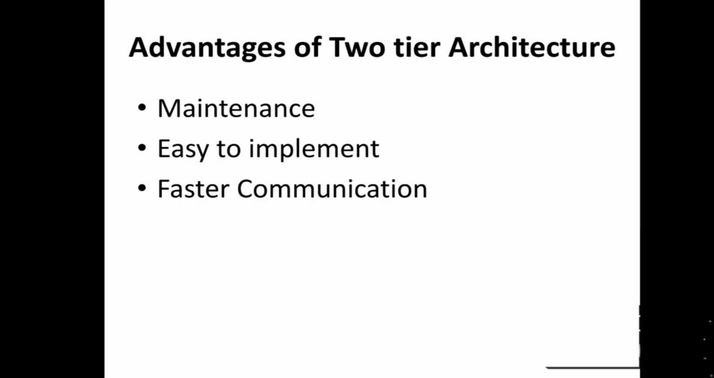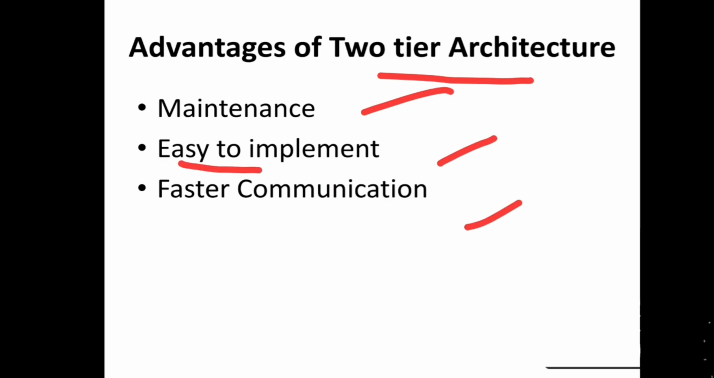Now the advantages of the two-tier architecture. These are some of the advantages of the two-tier architecture. First is maintenance. Students, maintenance is easy in two-tier architecture because the number of users is limited and the number of layers is also two. So therefore it doesn't require much maintenance.